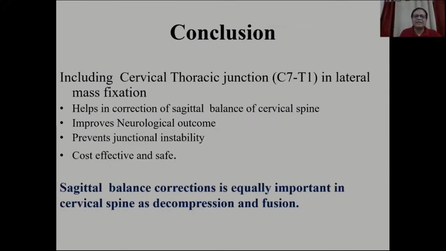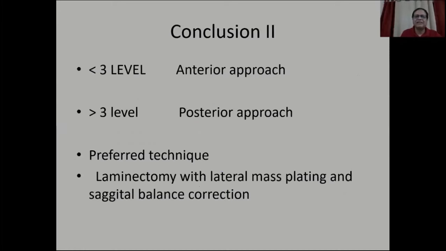In conclusion, the cervicothoracic junction, including the T1, helps in correction of sagittal balance, and hence it improves neurological outcome. It prevents junctional instability, and using alternative levels of fixation is cost effective and safe. And sagittal balance correction is equally important in recovery as doing a physical decompression of the canal.